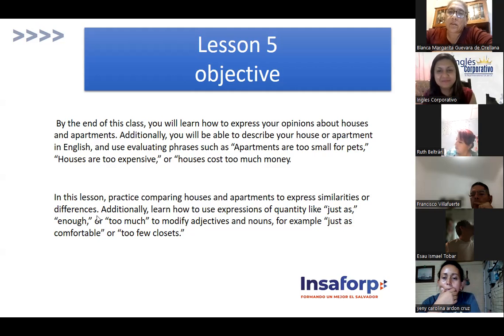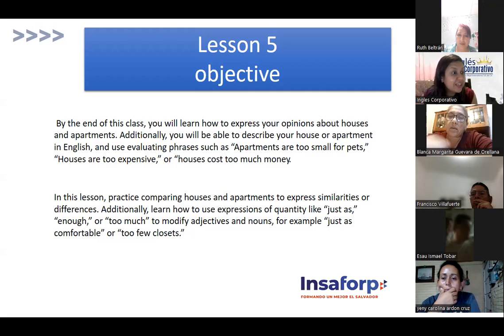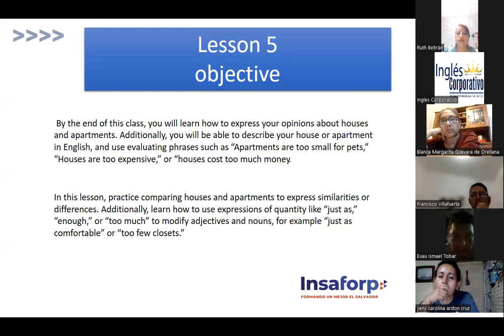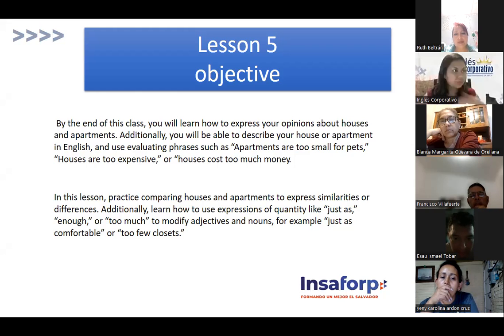Thank you, Blanca. Glendy, you're next. In this lesson, practice comparing houses and apartments to express similarities or differences. Additionally, learn how to use expressions of quantity like just as, enough, or too much to modify adjectives and nouns, for example, just as comfortable and too few clothes. Thank you so much, Glendy.